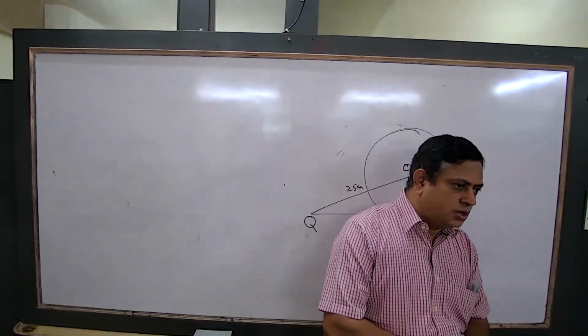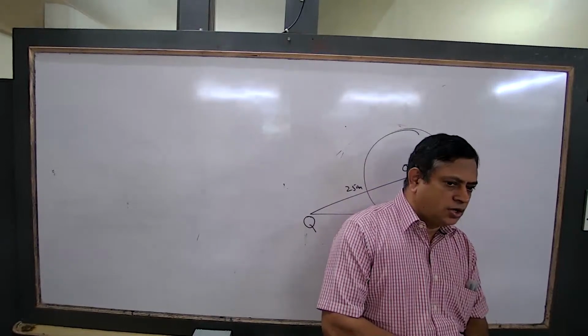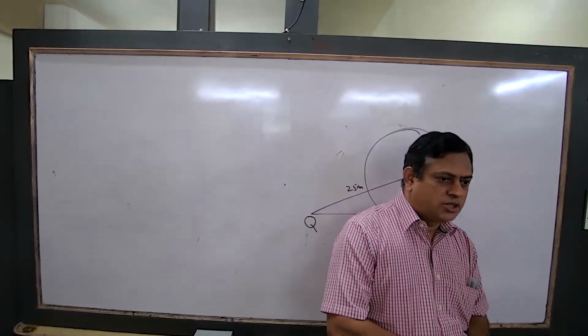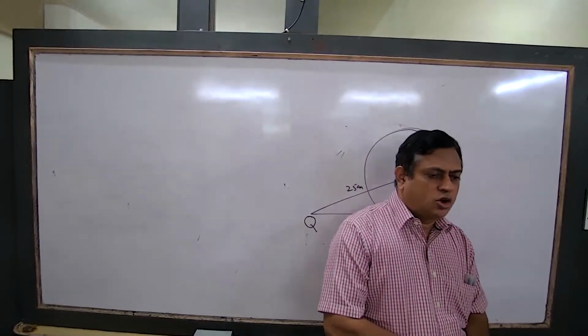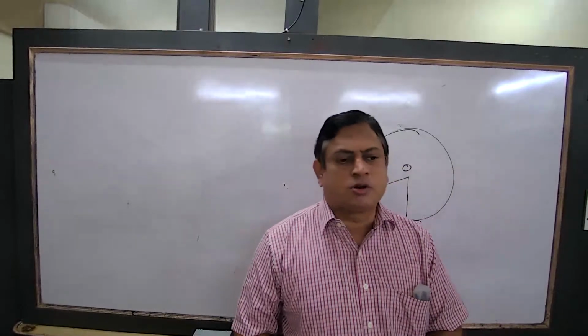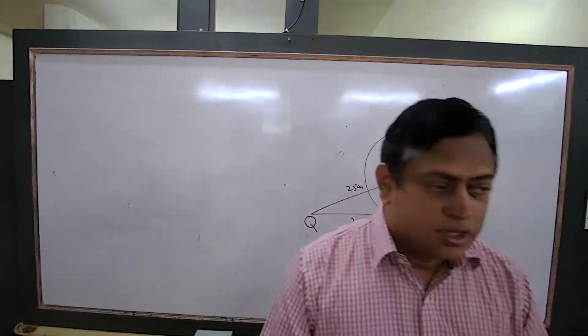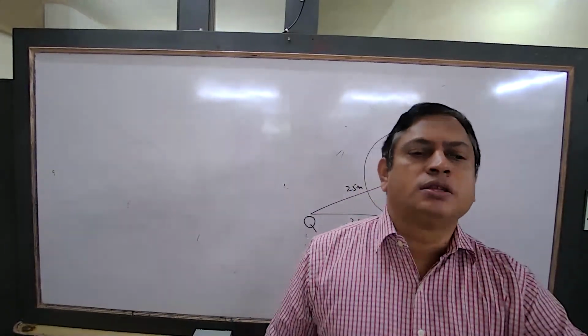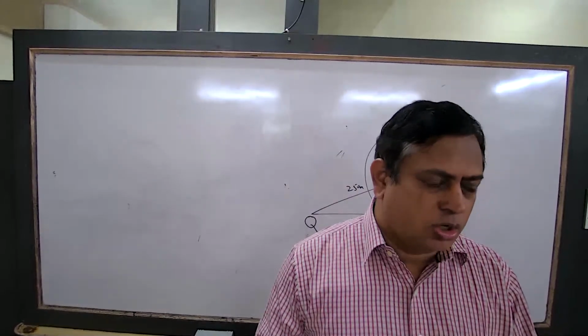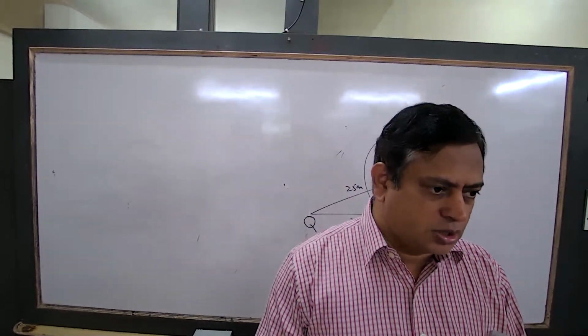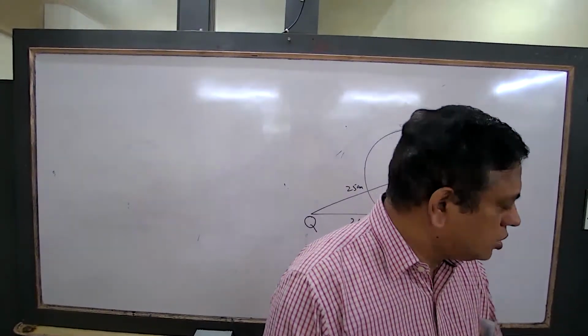What is angle P? 90. What is angle Q? What is angle P plus angle Q? 180. So opposite angles are supplementary, which means the quadrilateral is cyclic. Be careful. You can draw another circle passing through this one. So be careful about all these properties. Understood?